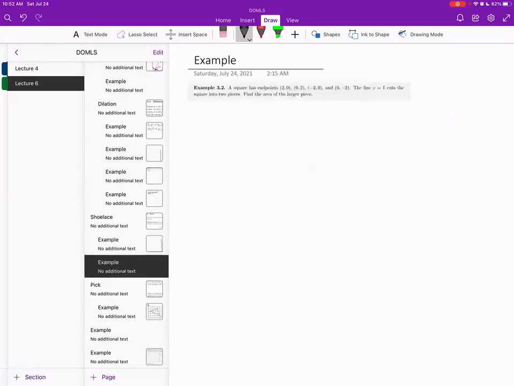So let's do another example. This one isn't a triangle. If we have the coordinate plane and a square with endpoints 2, 0, 0, 2, -2, 0, and 0, -2, it's going to look like this. And then we have this line x equals 1, and it's going to cut the square into 2 pieces. So we want to find the area of this larger piece over here.